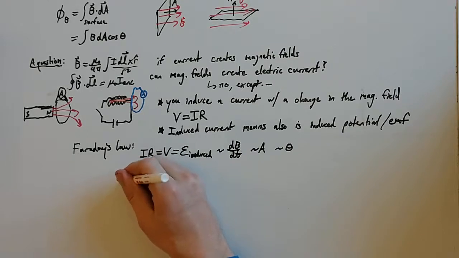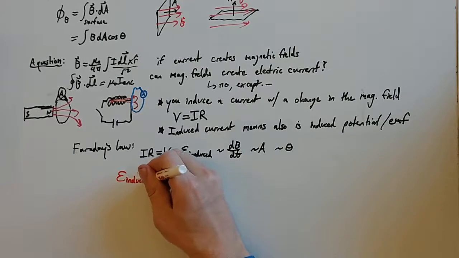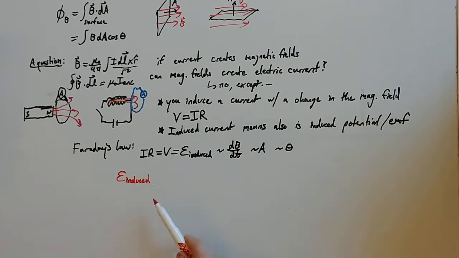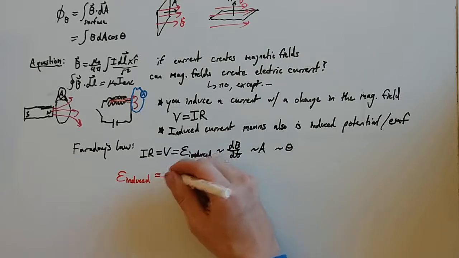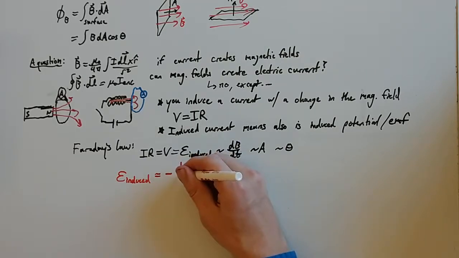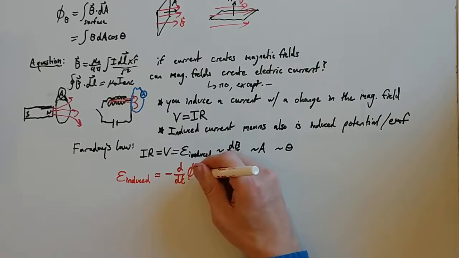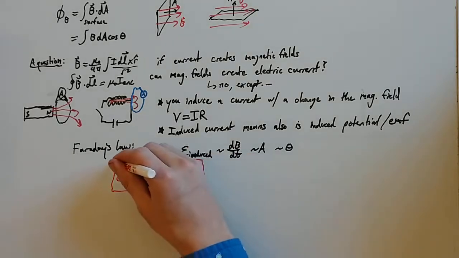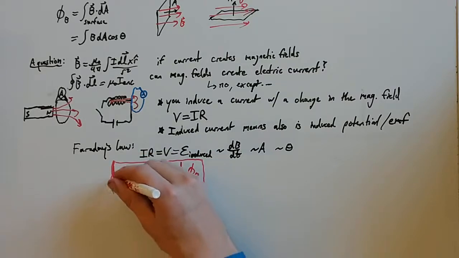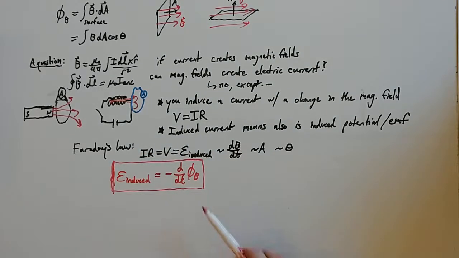What Faraday said is that the EMF induced, that is, I times R, or the potential that gets induced, ends up being minus, and we'll think about what that minus sign means in just a second, d/dt of the magnetic flux, the time derivative of the magnetic flux. This is Faraday's law. This is one of the most important physics laws for our economy today: if you change the magnetic flux, then you get a potential difference in that wire. You get a current in that wire.